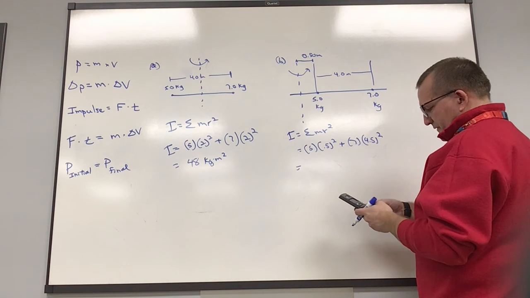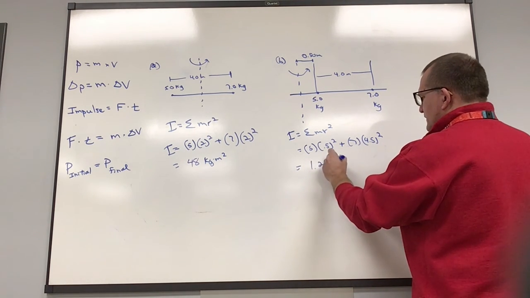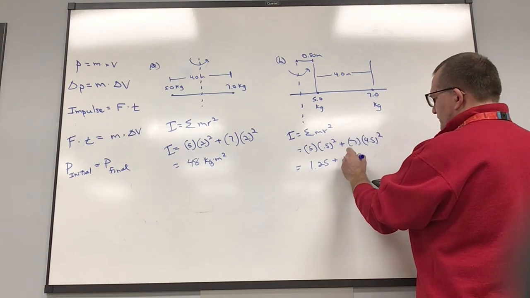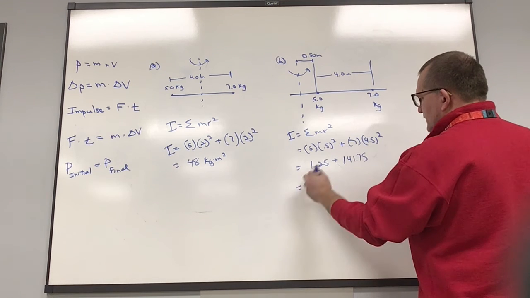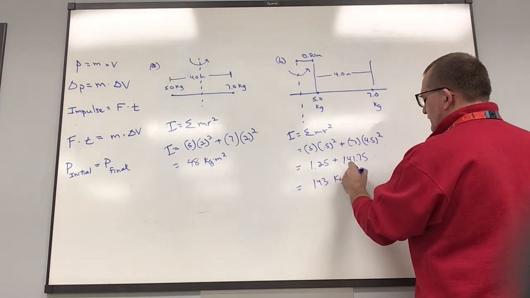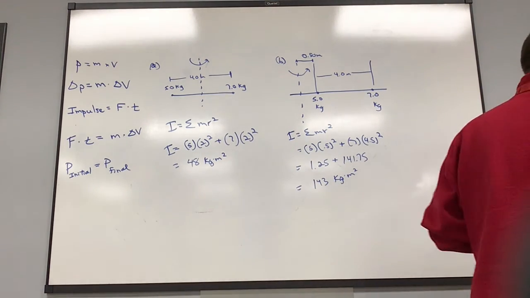5 times 0.5 squared should be 1 1/4. Yep, I guess I can do that one. This one is 7 times 4.5 squared, 141.75. So about 143 total. So this has a much higher moment of inertia.